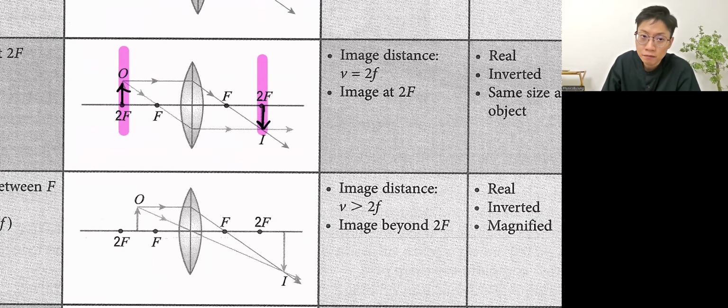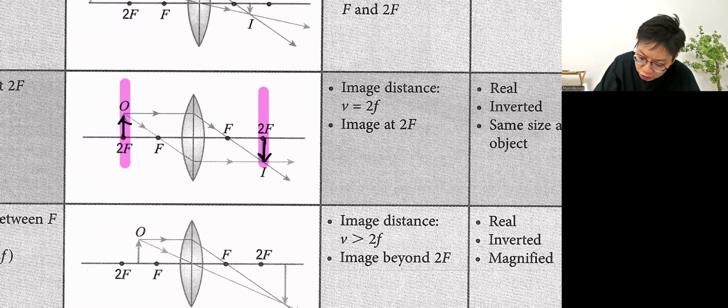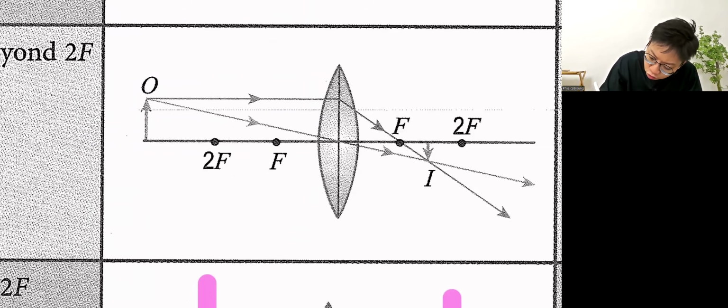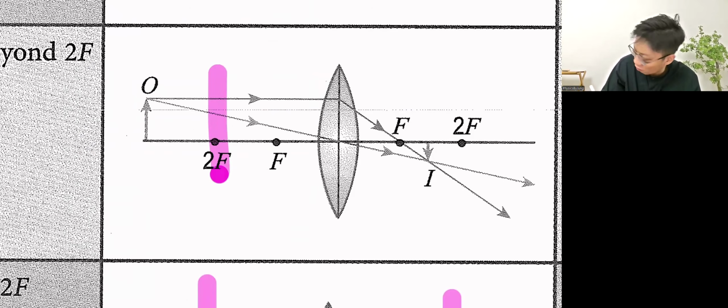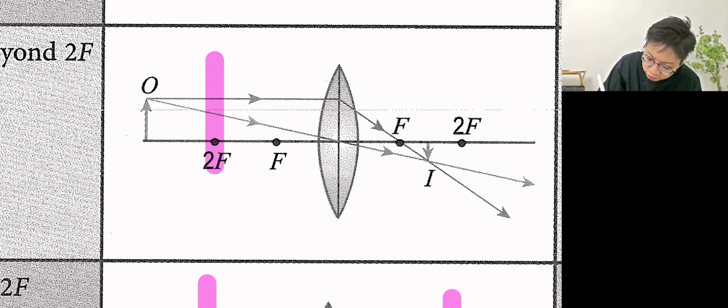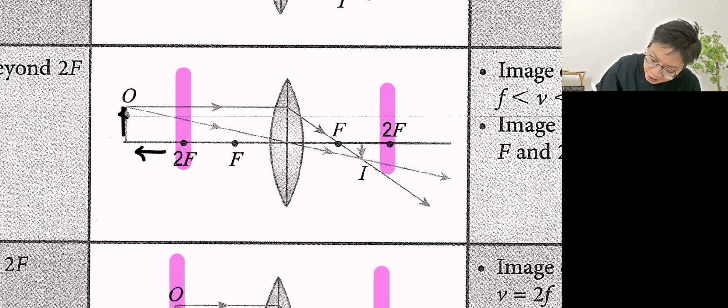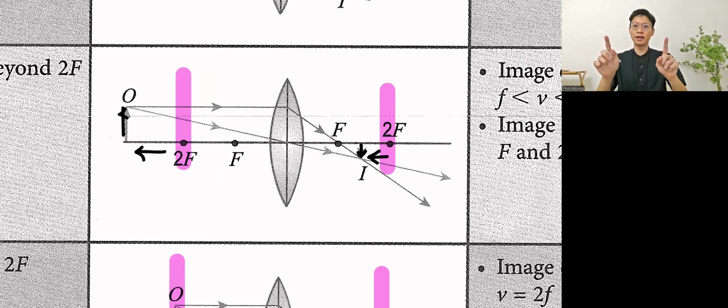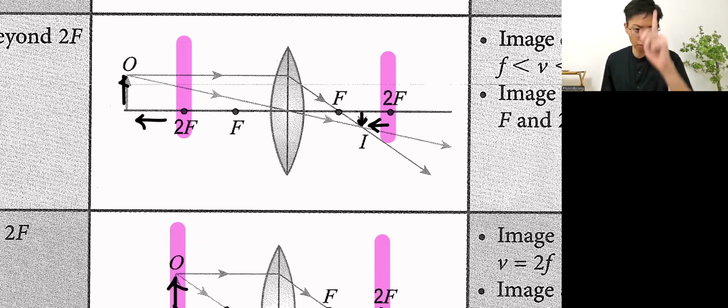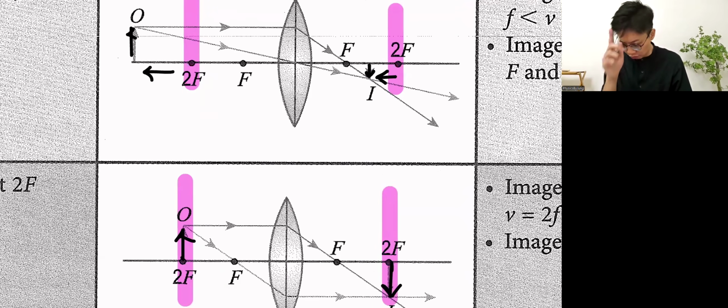Now if my object is to the left of 2F, my image will be to the left of 2F. See, if my object is to the left, my image is also to the left. If my object is at 2F, my image is at 2F.